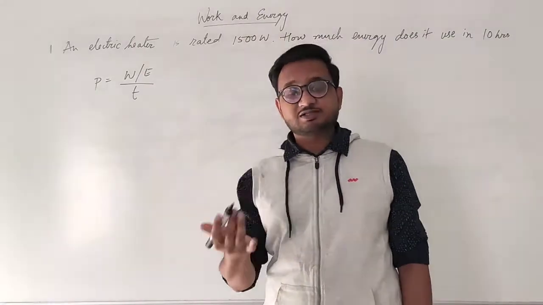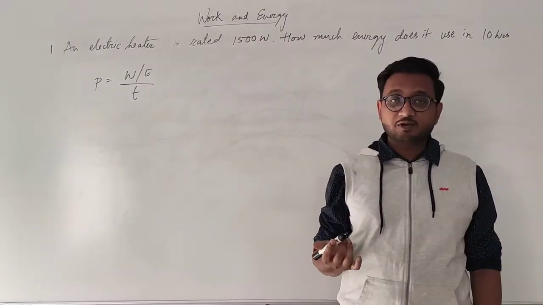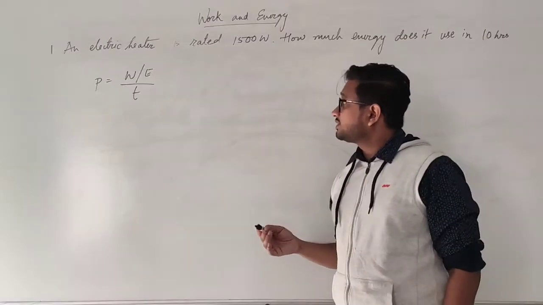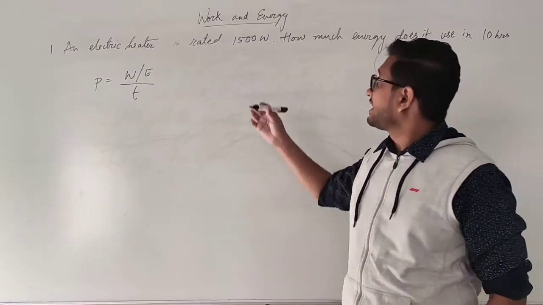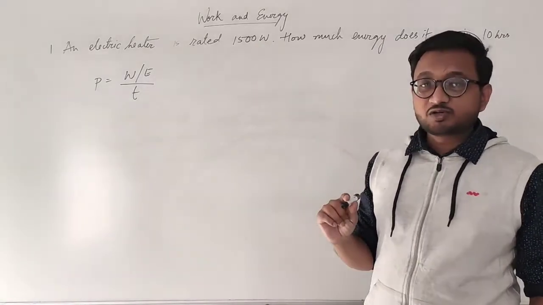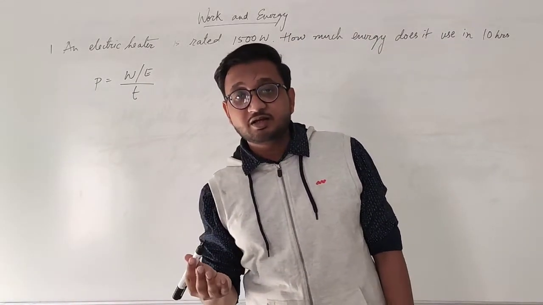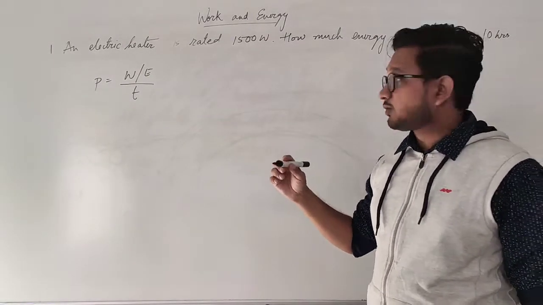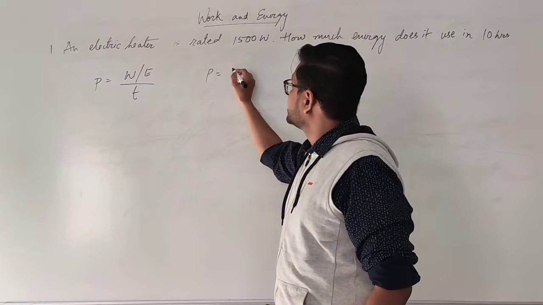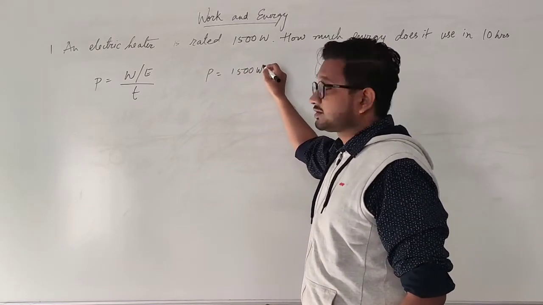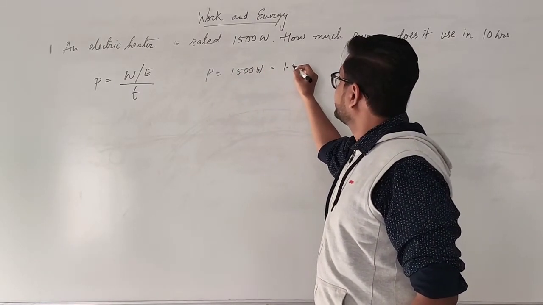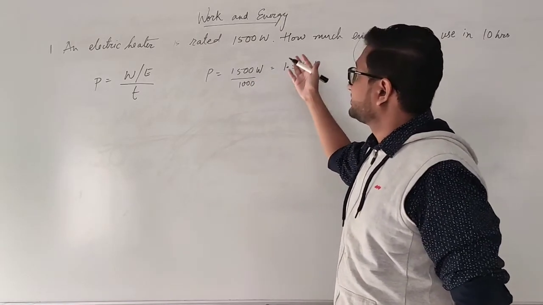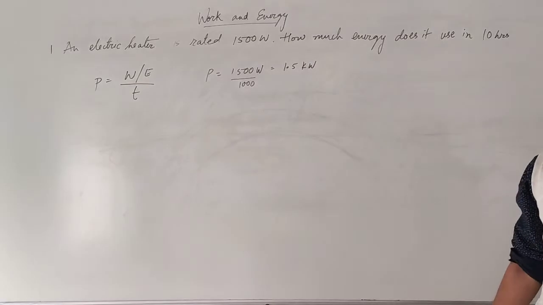So you can give the answer in kilowatt hour or joules. It is not mentioned. So remember, if you are going to give the answer in joules, then you will have to keep it in watt. But if you are going to give the answer in kilowatt hours, then you will need to convert this watt into kilowatt. So first thing, power is 1500 watt. So it can be written as 1.5 kilowatt. That is, dividing it by 1000, it will give me 1.5 kilowatts.